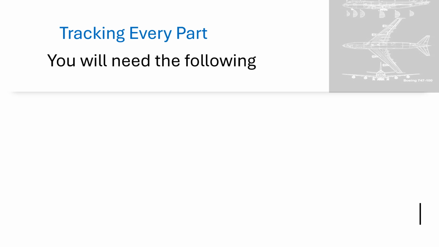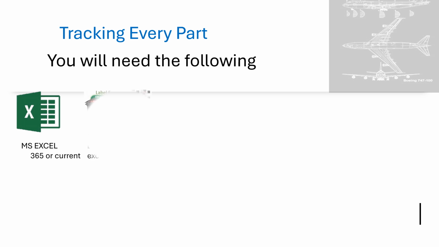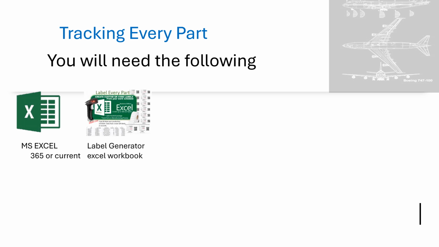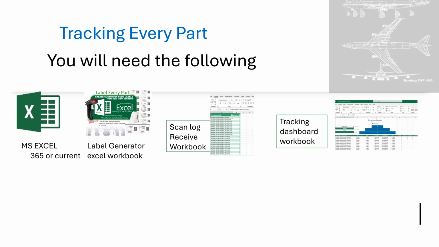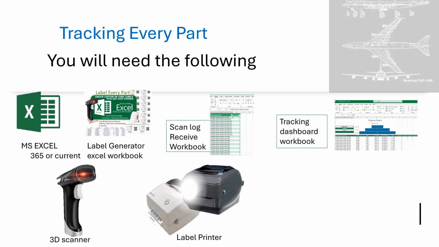To get started in tracking every part, let us review what you will need and go through a quick review of the tracking process. You will need Excel 2019 or most current, and the following Excel workbooks you can download at labeleverypart.com. You will need the Label Generator Workbook, Scan Log Receive Workbook, Tracking Dashboard Workbook, and 3D scanners, a label printer, and for this setup 2x3 labels.